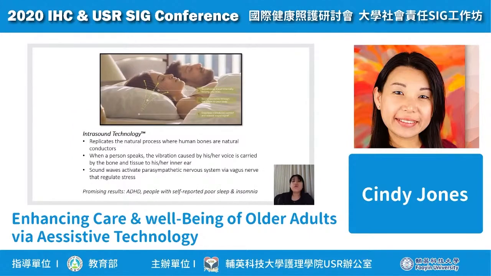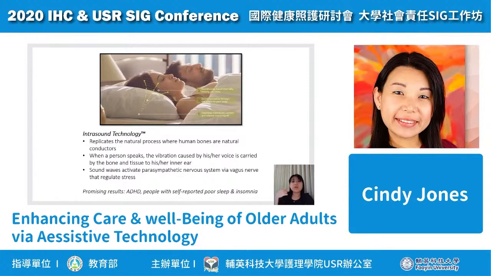Now, DreamPad uses a multi-sensory program for improving brain function using this technology called infrasound technology. So as I said earlier on, or as you probably know, human bones are natural conductors. When a person speaks, the vibration caused by the voice is carried through the bone to his inner ear. Now, infrasound technology replicates this natural process through using a transducer to convert the properties of sound to vibration.